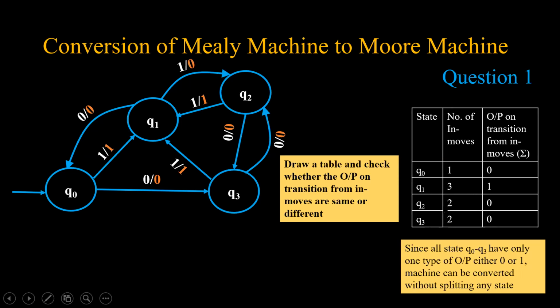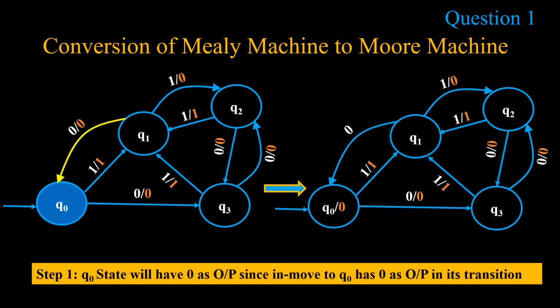Next, we move to Q2. In Q2, we have two in moves. One is from Q1 on 0, another is from Q3 on 0. Next we move to Q3. In Q3 we have two in moves. One is from Q0 on 0 and another is from Q2 on 0. So that means corresponding to every state we have the same transition output on all in moves, so we need not split the machine. Now how to start with it?